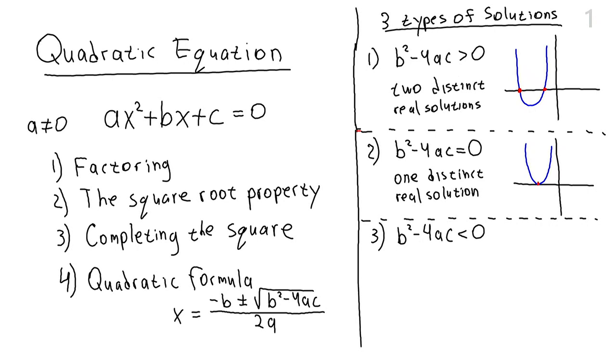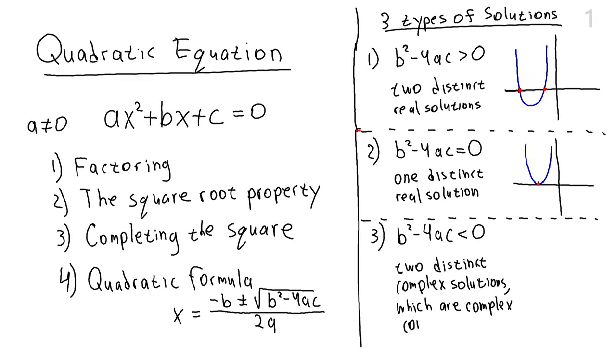So in that case, we have two distinct complex solutions, which are conjugates, which are complex conjugates.